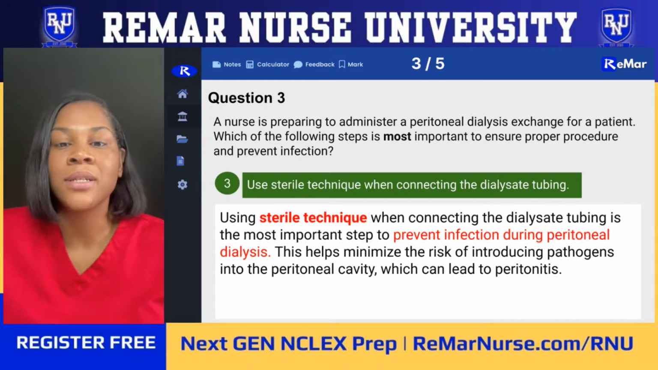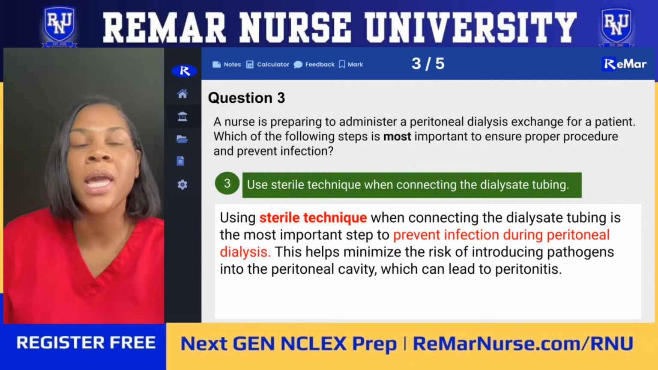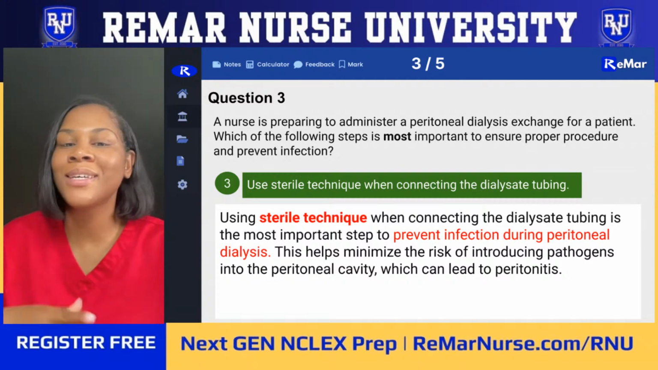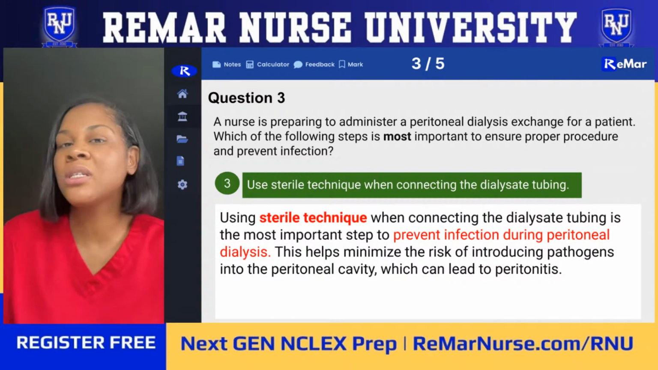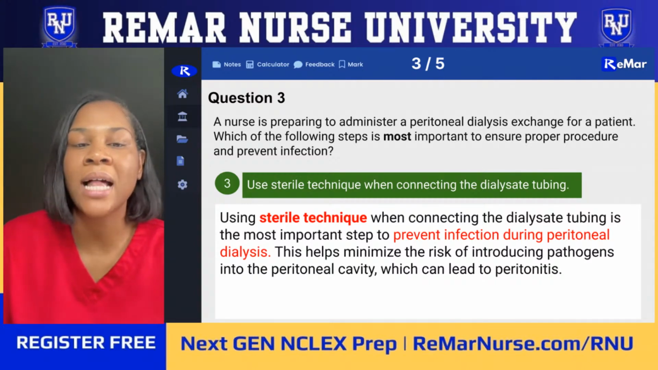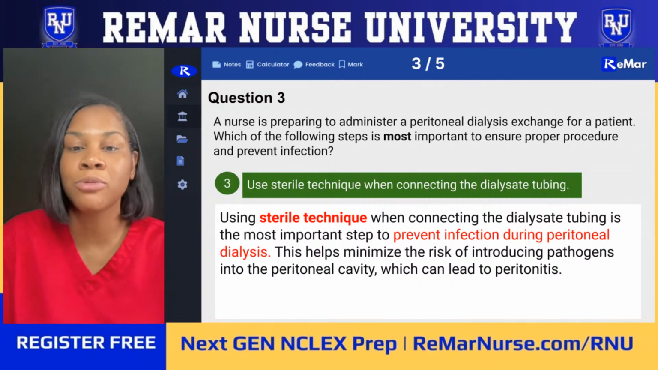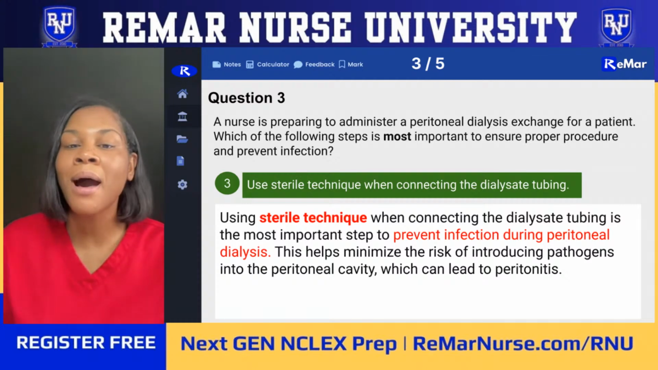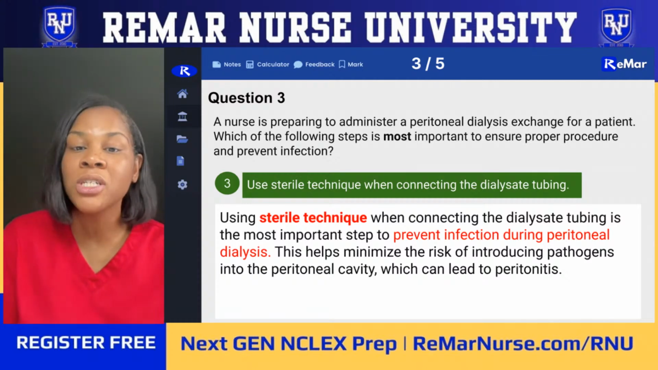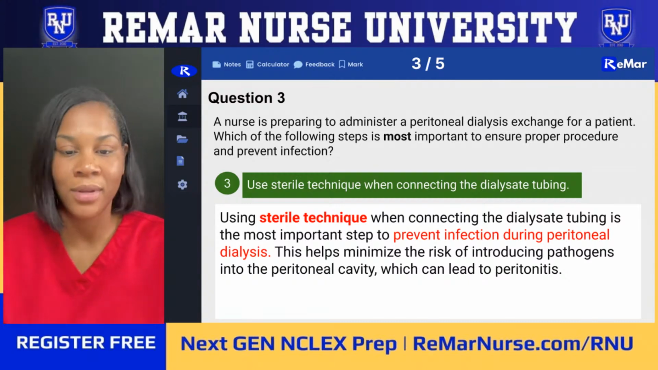Okay, I'm not going to dramatize this one. The correct answer is number 3. We are talking about proper procedure and preventing infection. So this one was kind of easy because it is reflected in the answer. Using sterile technique when connecting the dialysate tubing is the most important step to prevent infection during peritoneal dialysis. This helps to minimize the risk of introducing pathogens into the peritoneal cavity, which can lead to peritonitis. Got it.